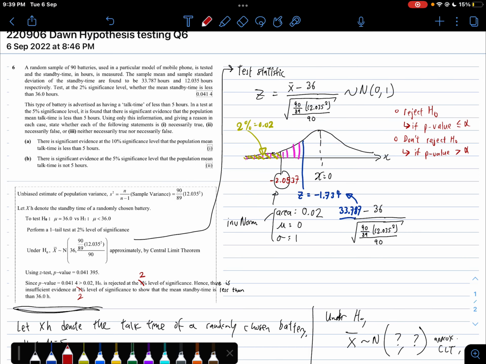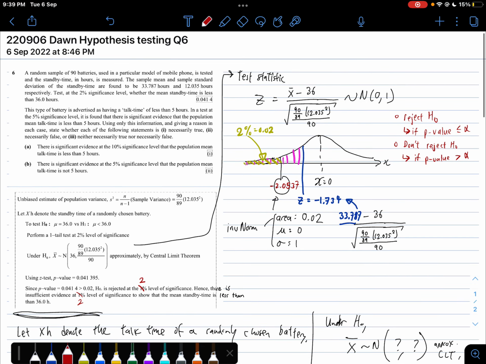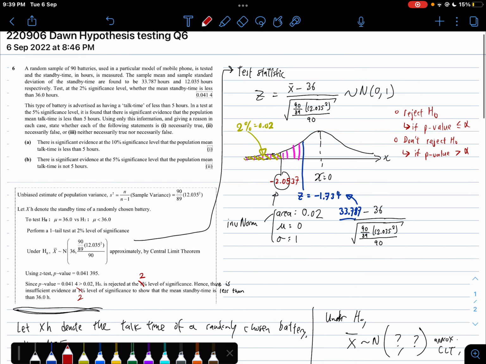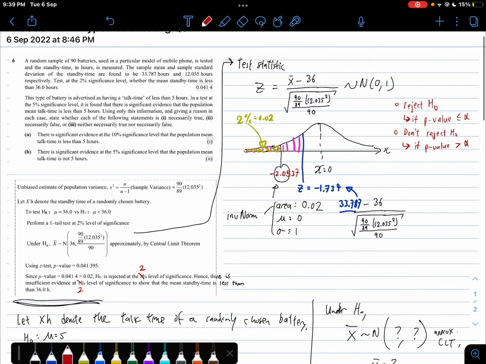Hi, so this is the EJC tutorial on hypothesis testing, question 6. So let's read the question. You have a random sample of 90 batteries. You're testing it for its standby time.